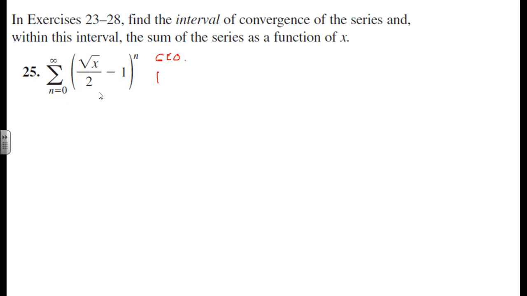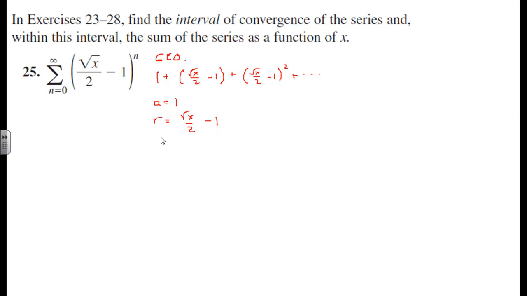Let's note that this series starts with the number 1. That's what goes on when n is equal to 0. And then after that, we have root x over 2 minus 1, and then after that, root x over 2 minus 1 squared, and so on. In other words, this is a geometric series where the first term is 1, and the r value is the square root of x over 2 minus 1.